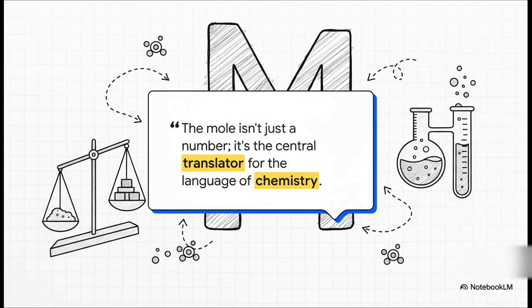So let's bring it all home. The mole isn't just some random giant number you have to memorize for a test. It truly is the central translator. It's the most important tool we have for converting between all the different ways we measure stuff. From the mass you can weigh on a scale, to the volume a gas takes up, to the literal number of atoms in a sample, it's really the engine that drives all of quantitative chemistry.